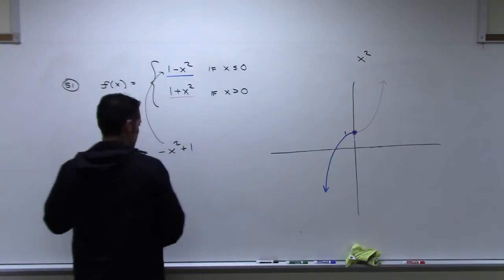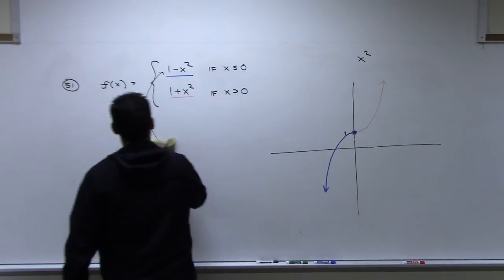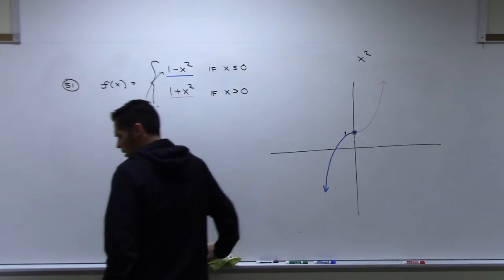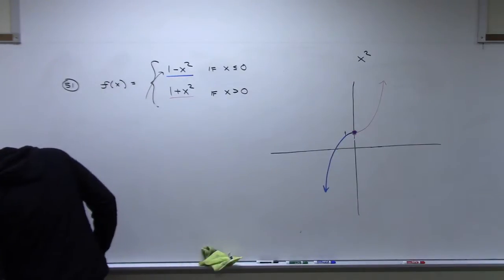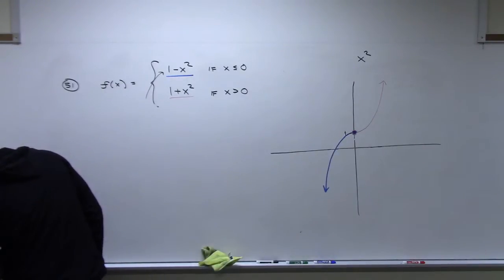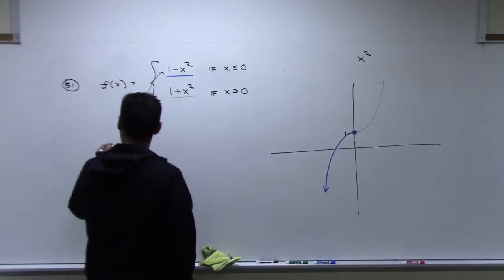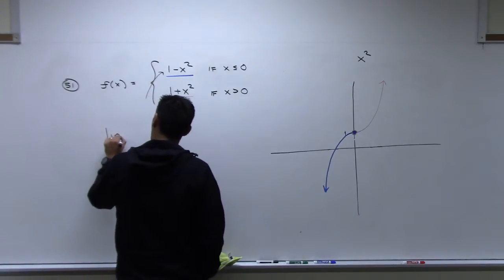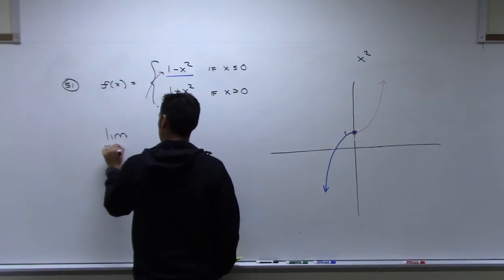First one, part A, is what's the limit as x approaches 0 from the left, from the right, and at 0? Okay, so here are the 4 things they want. What's the limit as x approaches 0 from the left?